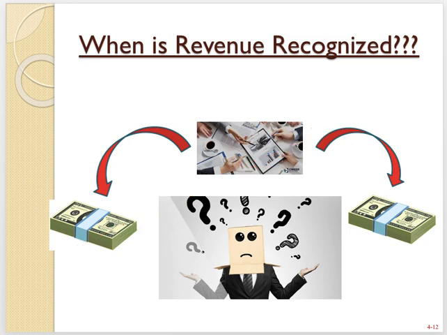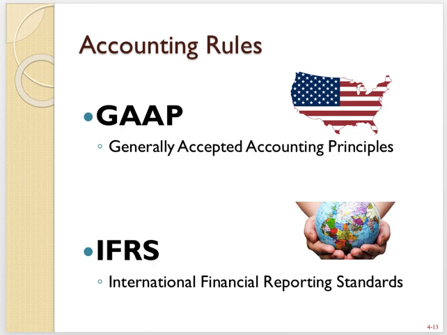But there are situations where there may be timing differences between when the cash is received and when the work is performed. Sometimes it could be that you receive the cash before the services are performed. Sometimes you receive the cash after the services are performed. So this causes a lot of confusion. When do I record the revenue? Do I record it when I receive the cash? Or do I record it when I've done the work? I don't know. Well, to help us answer that question, we have to look at our accounting rules.